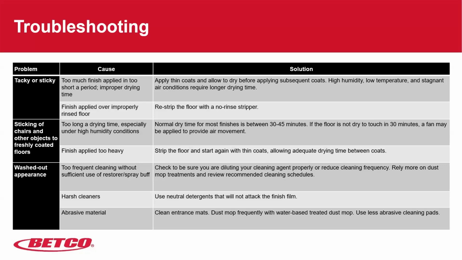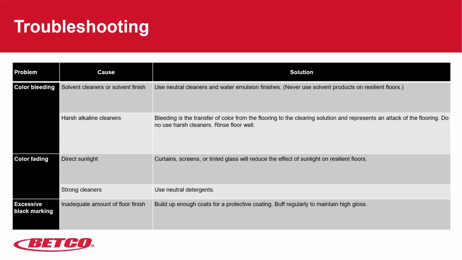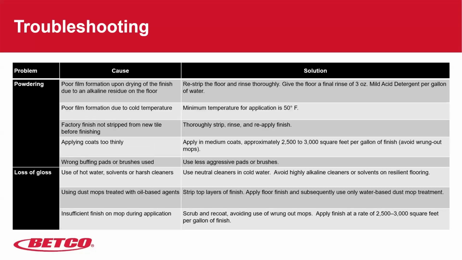So what we're finding today is that we're burnishing less than ever before, but we're still bringing out that burnisher and using the pad we used for frequent burnishing. So make sure we've got the right pad for the finish we're using today, and if we are burnishing infrequently. Excessive black marking means you've got a product that doesn't have SRT in it, which is our scuff resistant technology. Powdering, I've already talked about.